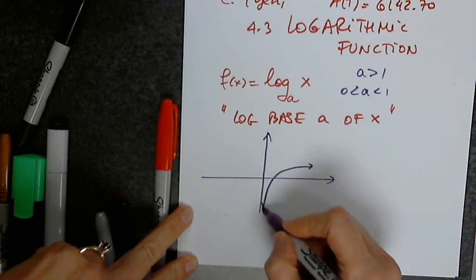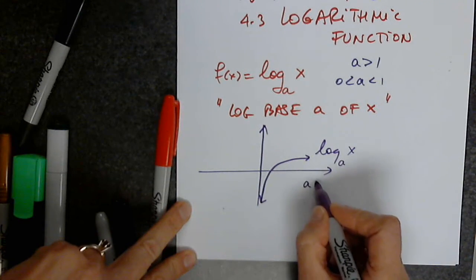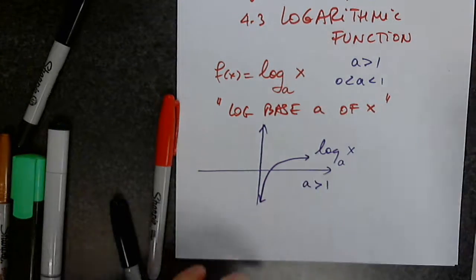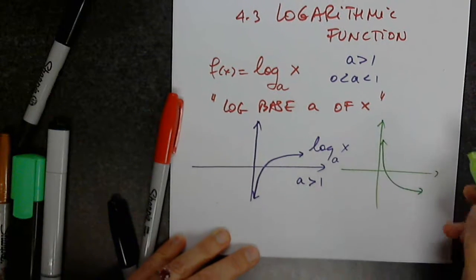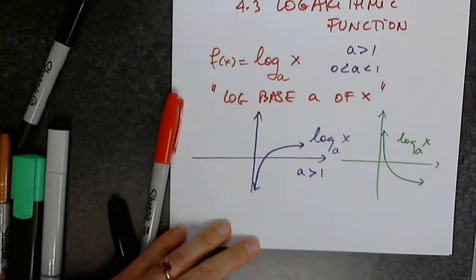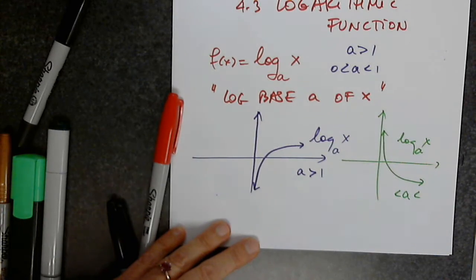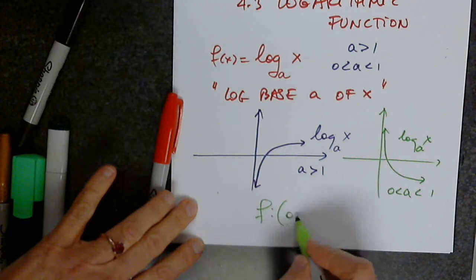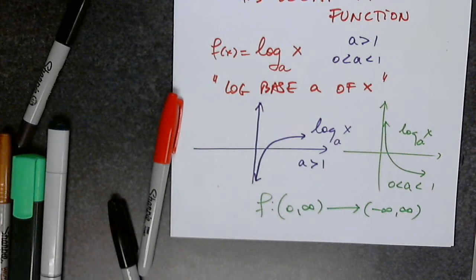This is log base a of x with a greater than 1 because it's increasing. We just graphed it. And we have the other one that looks like this. Still log base a of x, but it does not have a base greater than 1, but it has a base between 0 and 1. That's it. The domain of this function is 0 to infinity, and the range is everything. So this is a function with problems.